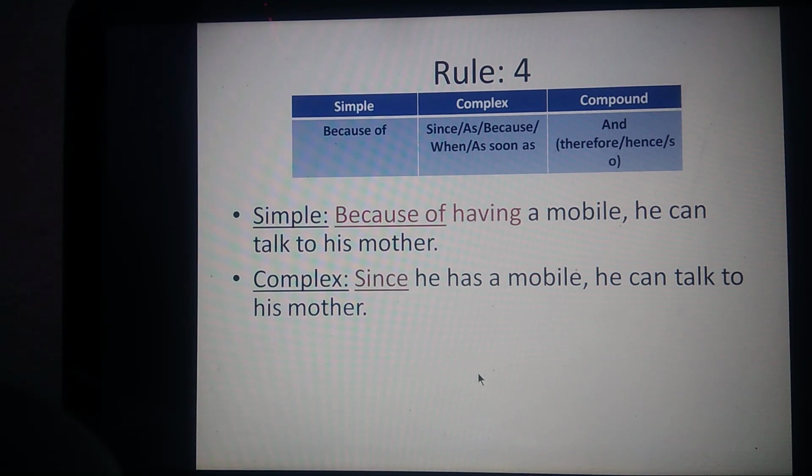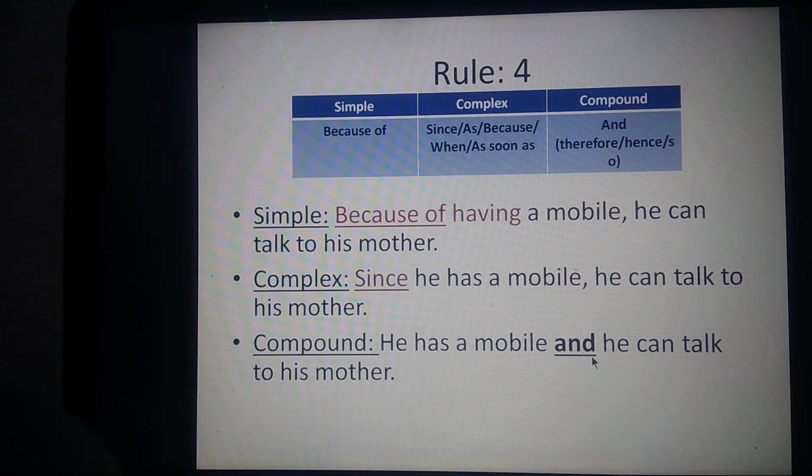To make the sentence compound, we need to drop the conjunction "since" and use the coordinating conjunction "and," just here, dropping out the comma. So the sentence would read like this: he has a mobile and he can talk to his mother. You can use "and therefore" or "and hence" or "and so" or "and as a result." In that case, there will be no change with the meaning of the sentence. Normally, this "so" is used. So the sentence would read like this: he has a mobile and so he can talk to his mother.